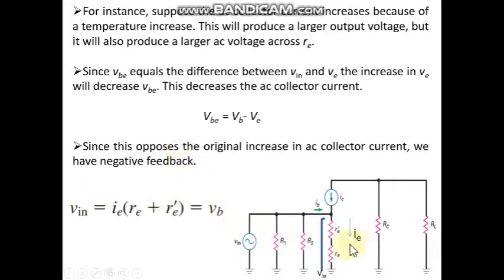So if we consider this RE in our circuit, then my equation for V in will now change. It is not only IE RE dash, but it is IE times RE plus RE dash. That's equal to VB. So now my input equation of V in will change. This is the T equivalent model, T model. So your V in will be IE into RE plus RE dash.